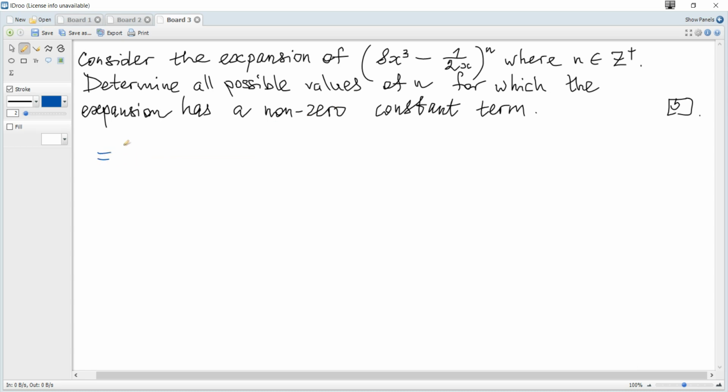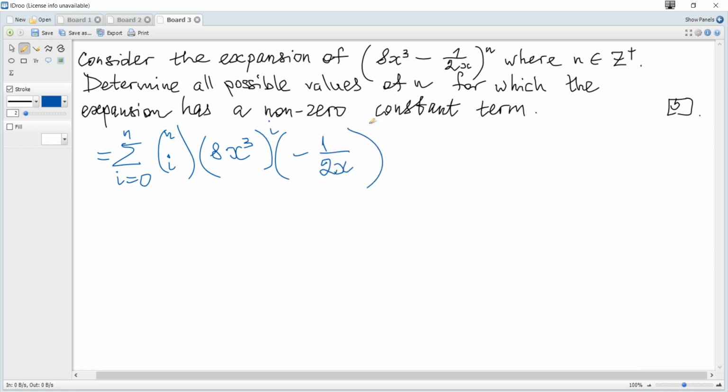It looks like the sum for i from 0 to n, combinations i out of n, times 8x cubed and negative 1 over 2x, and we can write i here and n minus i here, or it can be vice versa, i here and n minus i here. It doesn't matter in general, so let it be i here and n minus i here.